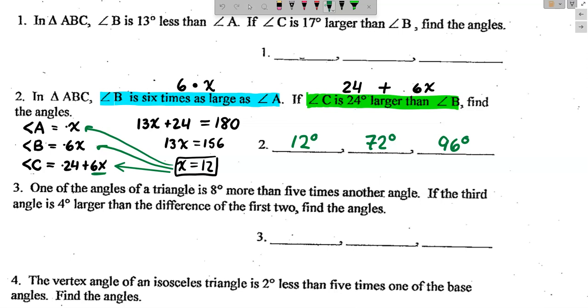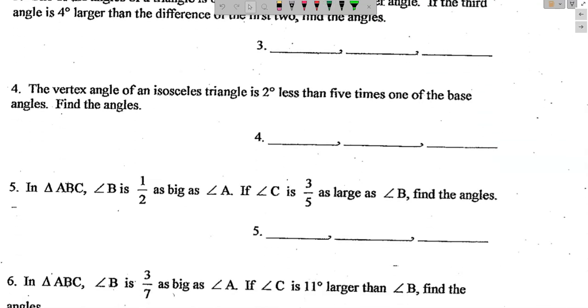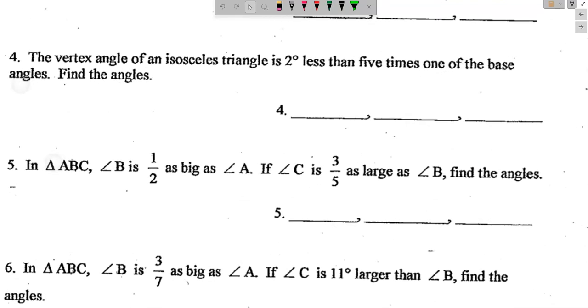All right, let's try another. Number 4, the vertex angle of an isosceles triangle is 2 degrees less than 5 times one of the base angles. Find the angles.